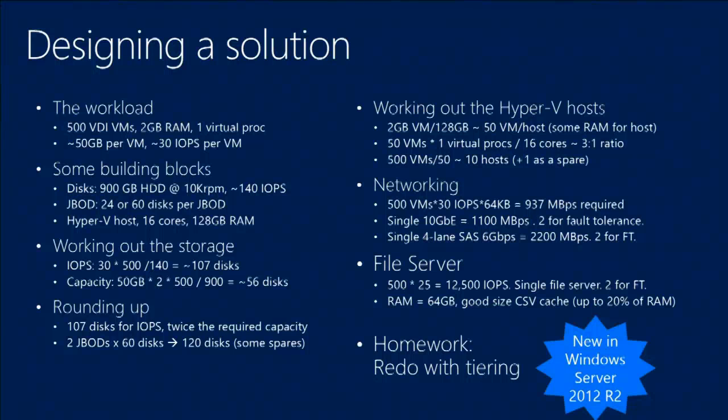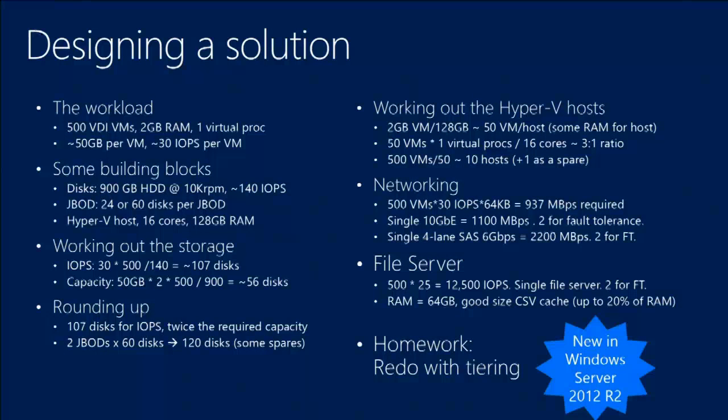Now, if you look at capacity, I have 50 gigs times 2, because it's mirrored, times 500, the number of VMs, divided by 900, which is the number of gigabytes per disk. And that would give me about 56 disks. Okay? Again, a lot of questions say, oh, my 900 disk doesn't give me 900 capacity. It's actually 850 something. Adjust, okay?